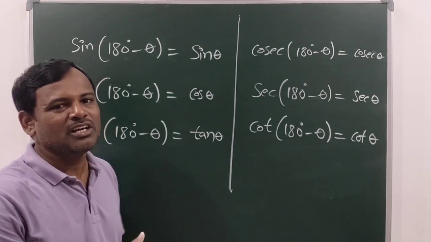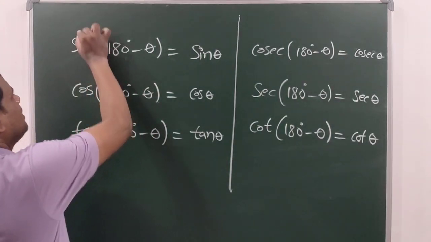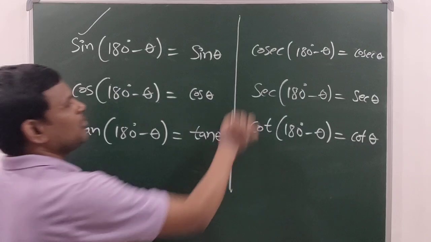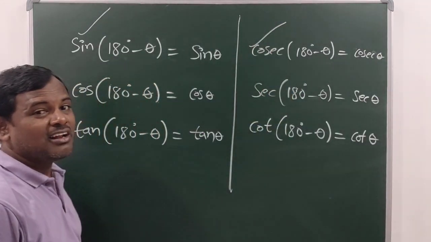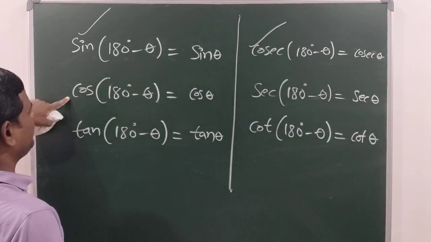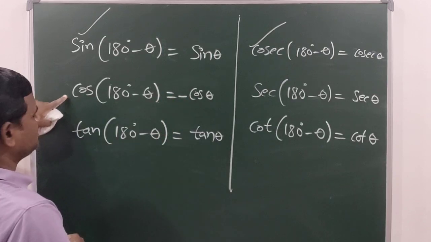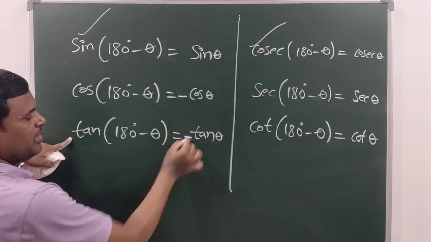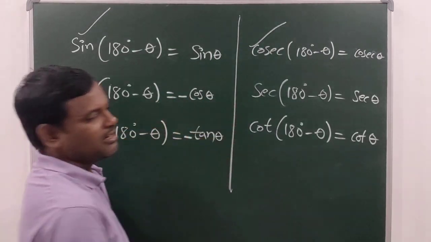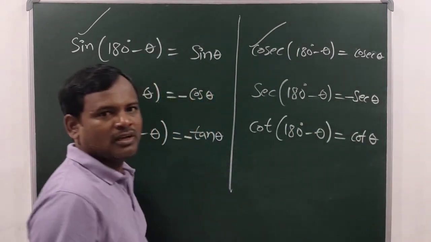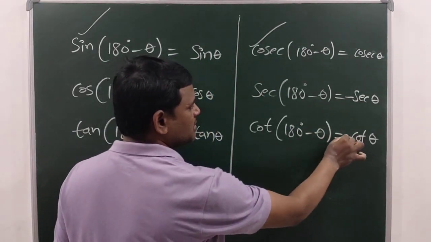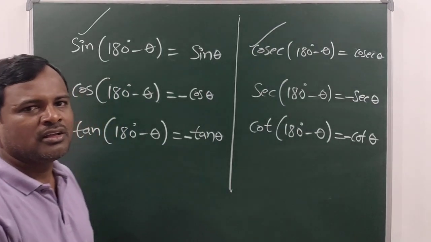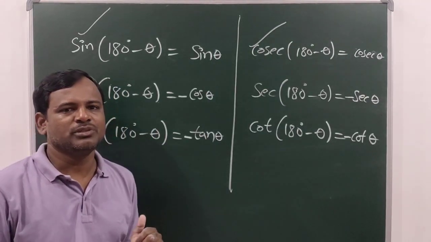In quadrant 2 which are positive? Tell me. Sine and cosec are positive. Remaining all are negative. What about cos? Negative. So I am writing here minus. Tan negative, here minus. Secant minus. Cot minus. I hope you have understood this.